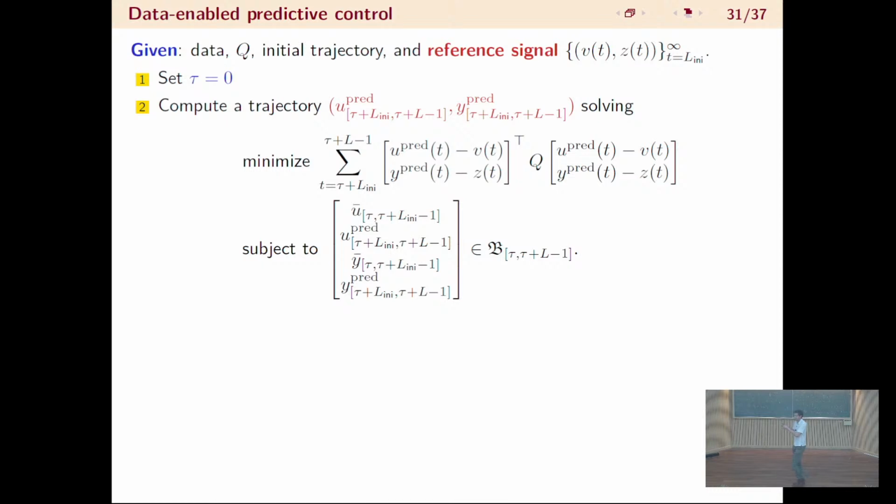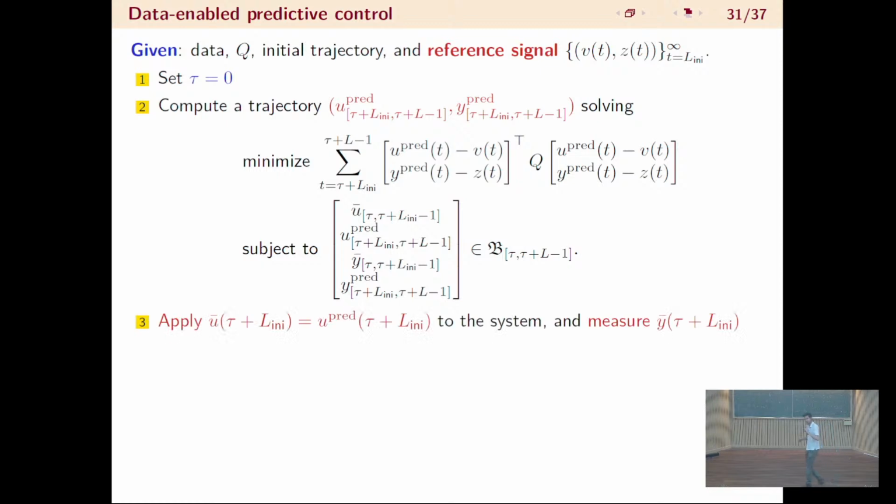And the idea is now to compute a trajectory that again predicts LR steps in the future. So I compute this U predicted and Y predicted that solve again this tracking problem. So I solve the same cost function as before. Again, I want to make the predicted UY trajectory close to the reference, subject to the constraint that this whole trajectory is in the restricted behavior.